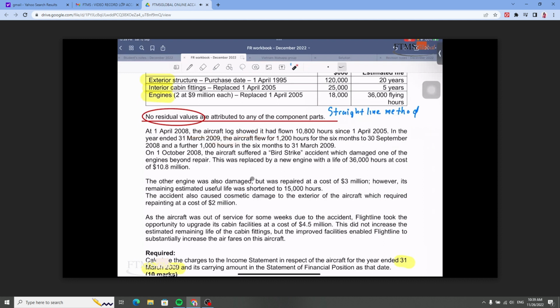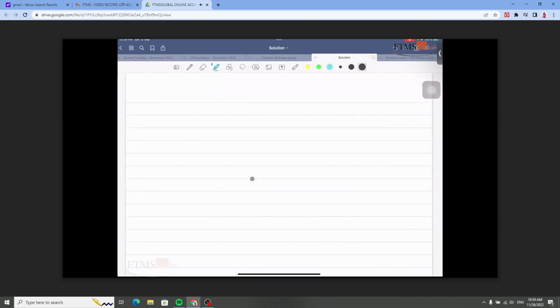So let me show you what they're trying to say. At 1st April 08, the aircraft log showed it had flown 10,008 hours since 1st April 05. So I interpret this first sentence for you. What this means is this. Okay, just give me a second. This is IAS 16, question 1, Flightline.